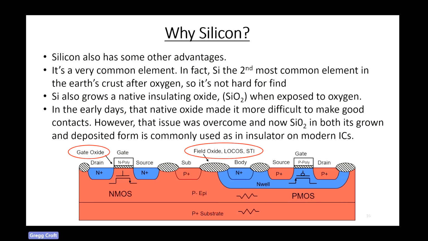And I just show a couple of instances here where it's used in its grown form. You typically grow an oxide for the gates of your MOS devices, which would be here, and you typically grow field oxide. It's also sometimes called LOCOS, which is local oxidation of silicon, or STI, which is shallow trench isolation.